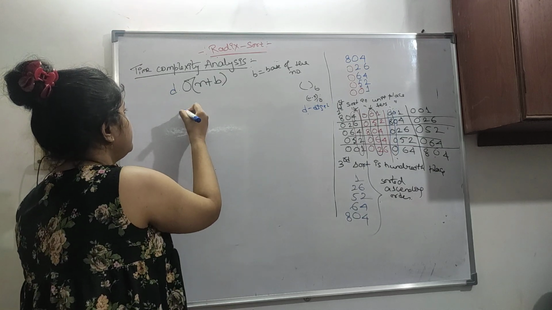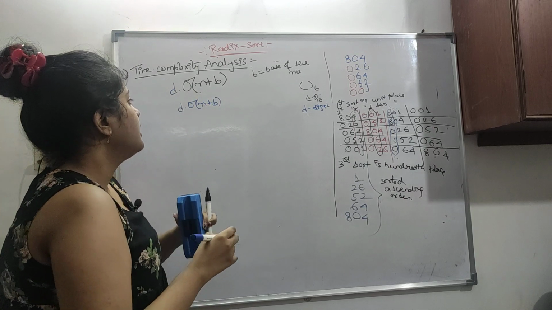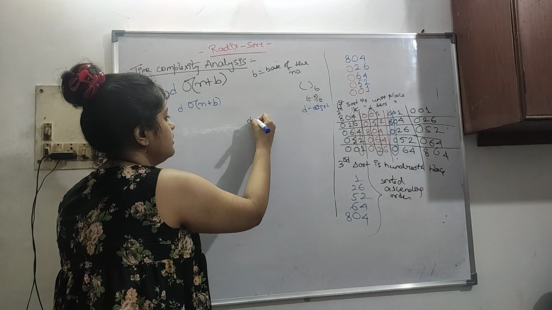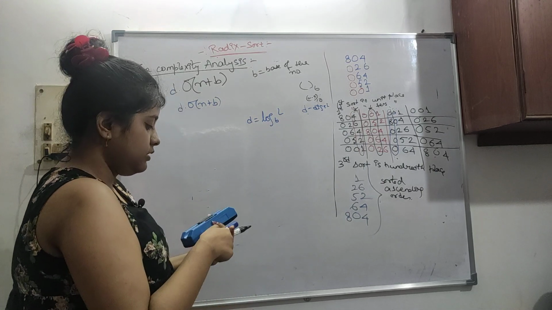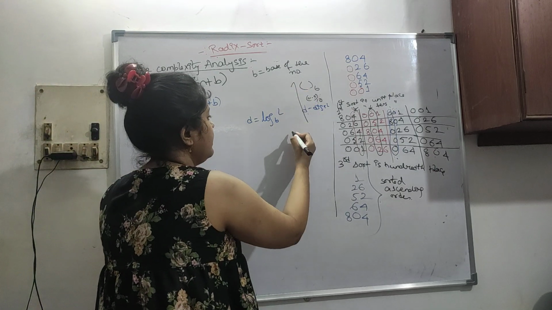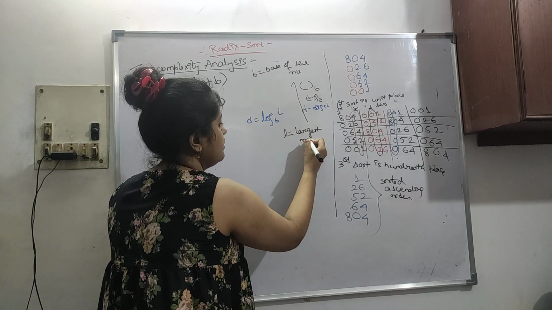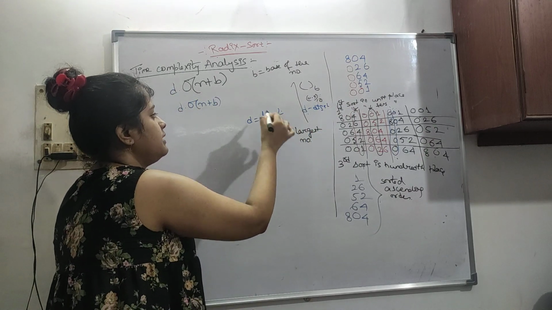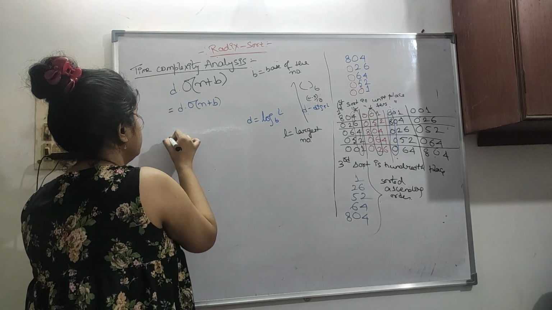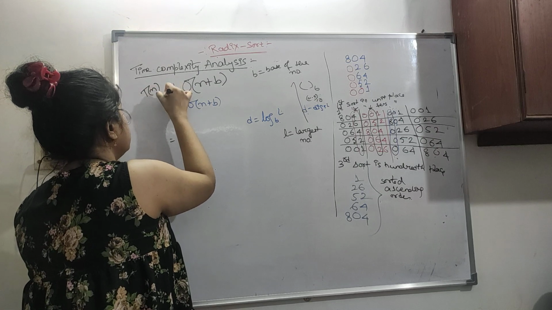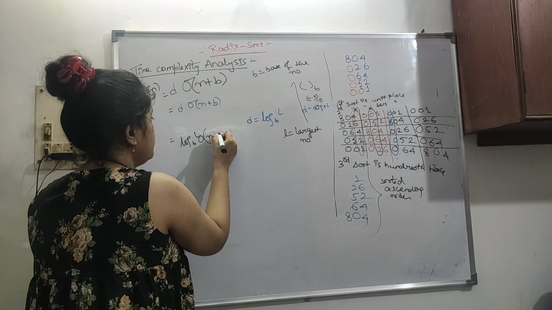So now this is coming down to d times order of n plus b. Let's say d, what is d? d can be written as log of L base b. Here L is our largest number, and b is, as I have told you, the base. So now the time complexity is coming down to log of L base b, times order of n plus b.